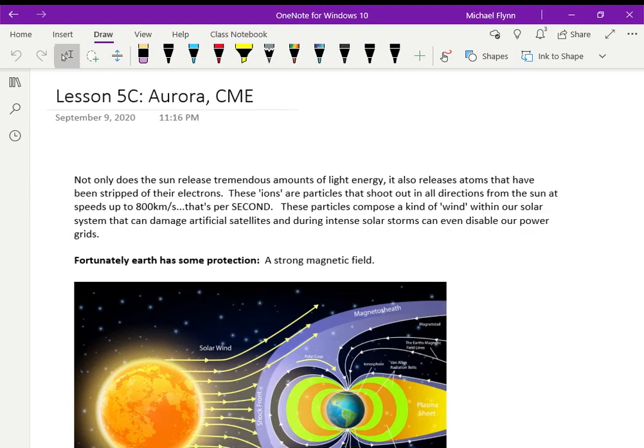Here's the thing. The sun is a very violent little object in the center of our solar system, and sometimes it ejects material towards the Earth. Now, there is a wind of this material that travels out into space at somewhere in the neighborhood of 800 kilometers per second.